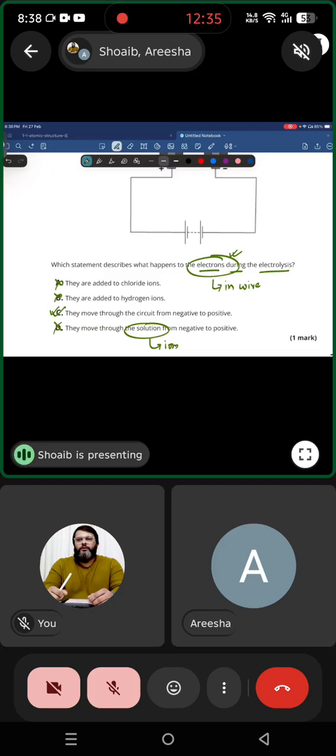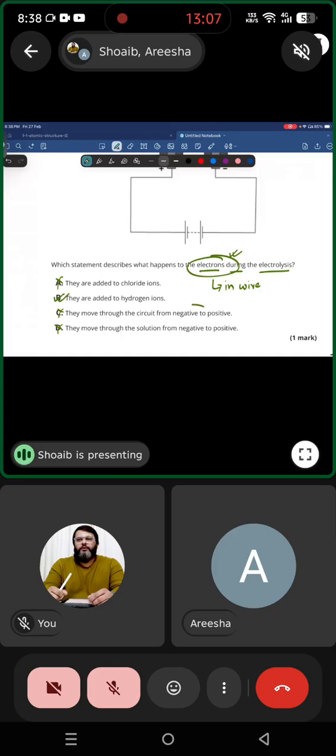They are not added to the chloride ion. Chloride ions are already depositing. They are added to the hydrogen ion. One second, there is a mistake here. They are not asking for the flow of electrons, and the flow of electrons is not mentioned here. They are added to the hydrogen ion. This one, B, is the correct answer.